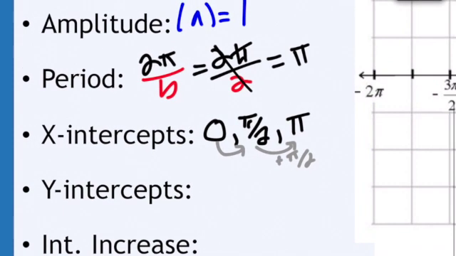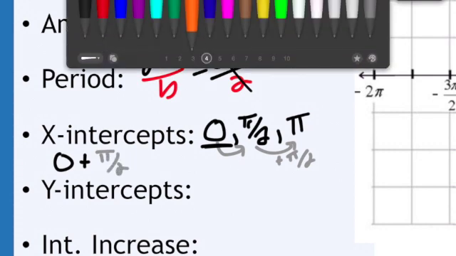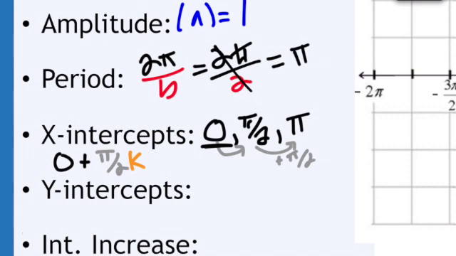So that's going to help us because we want to write an equation for this. So we're going to just pick one of these. I always like to pick 0, but you can pick pi over 2 or pi, it doesn't matter. I'm going to pick one of those, and then I'm just going to add and subtract. Well, actually, you don't have to subtract it because we'll see why right now. Plus that distance, right, pi over 2, and then times k, times the k value. So this is going to be our equation here. That's going to give you all the x-intercepts.